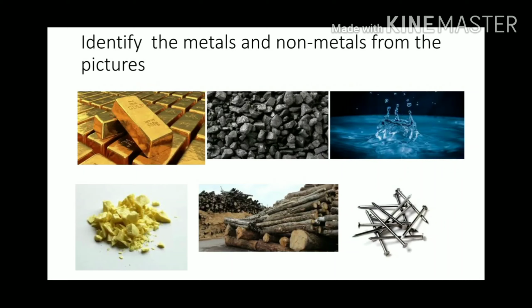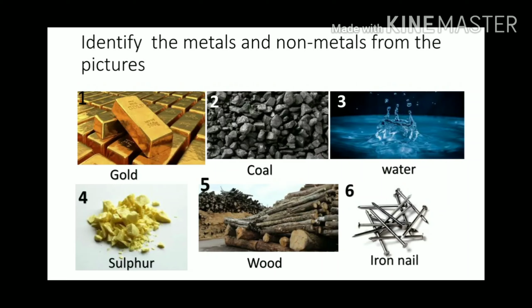Identify the metals and nonmetals from the pictures. Yes, you are right. The first picture is of gold. Gold is a metal. And the second one, coal, it's a non-metal. Third is of water and it's a compound. Fourth is the picture of sulfur, it's a non-metal. And fifth is a picture of wood and it's a mixture. And finally, sixth is a picture of iron nail, which is an example of metal.